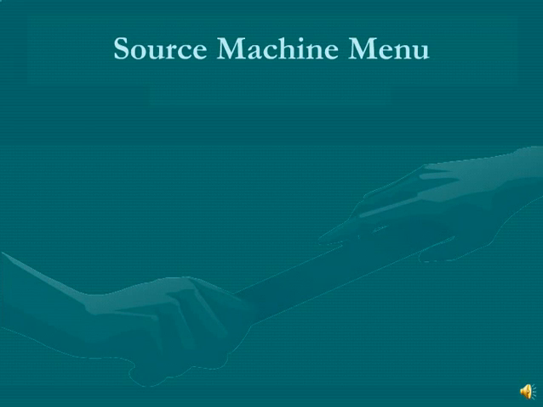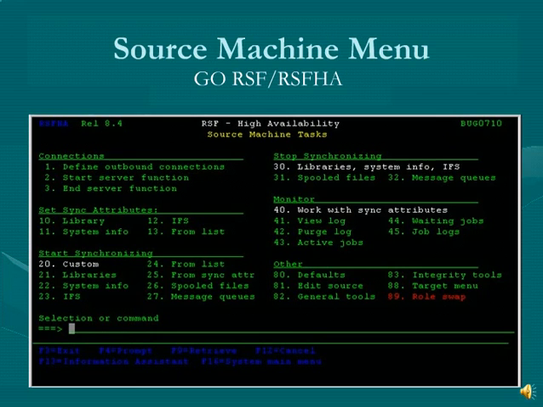Once installed, type a simple command to see the RSF-HA source machine menu. Here, you can see groups of options for creating connections between machines, setting synchronization attributes, starting and ending the replication process, and monitoring the progress of it all.